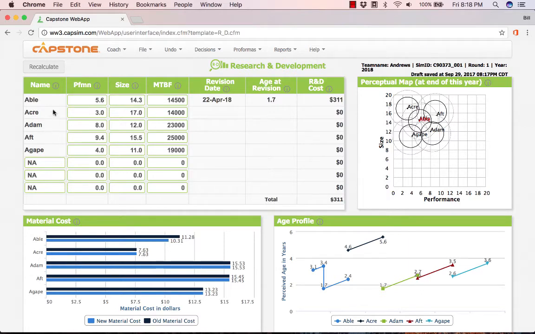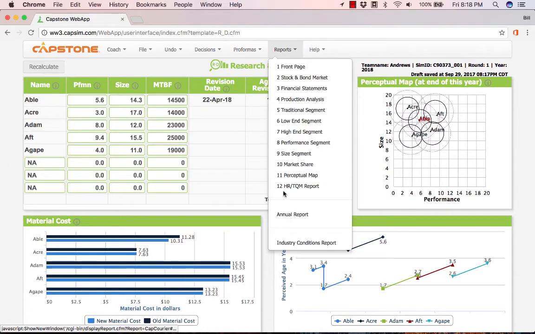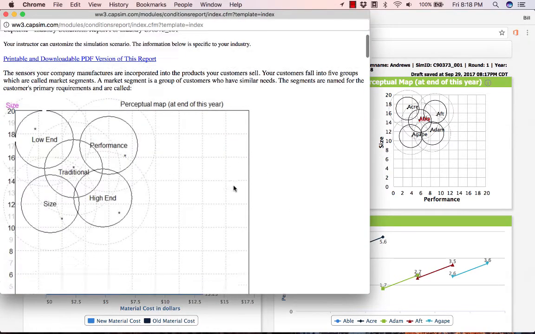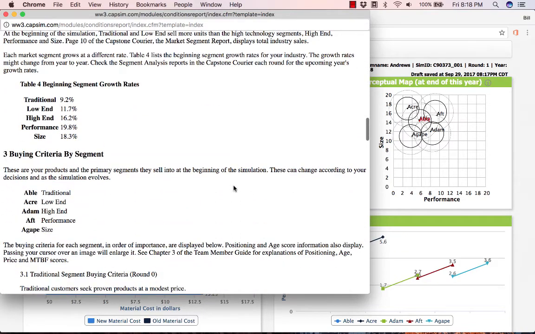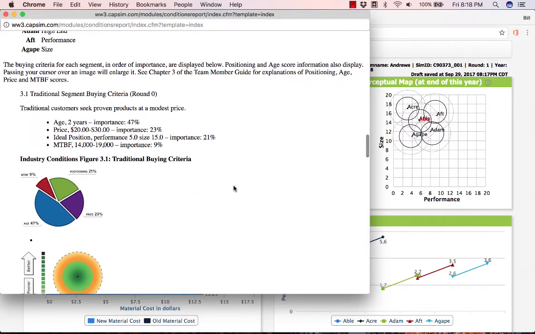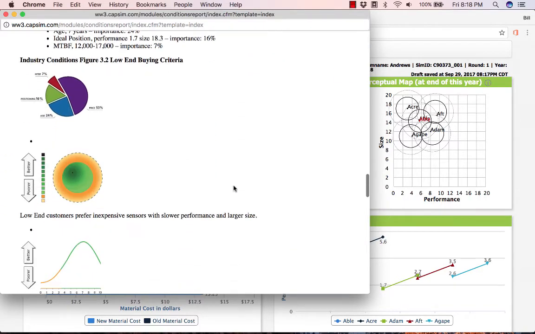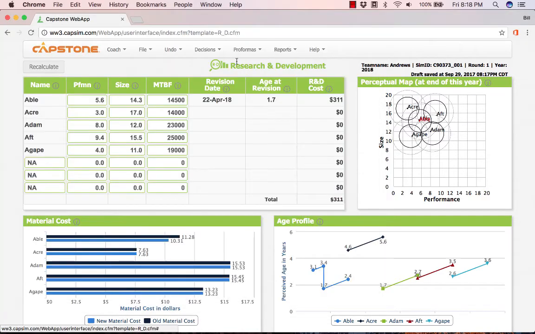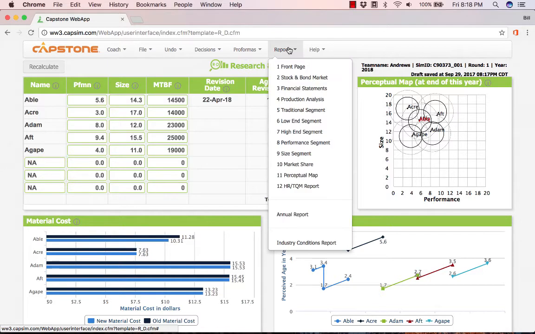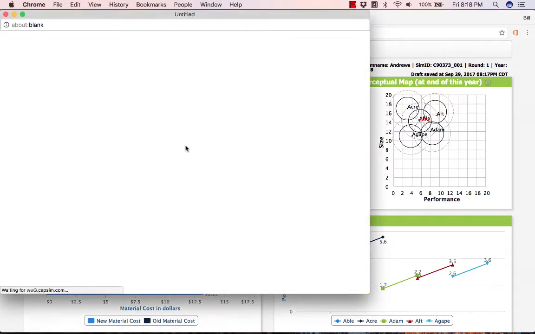Okay, so let's go to Acre. Now, what do people want in the product Acre? Well, again, you can go to either the Courier or the industry conditions report, and we can look at the customer buying criteria for the low end, if I can find it. Where is that? There we go. So low-end customers, let me go to the Courier here real quick, make that look a little clearer, and let's go to our low-end segment.